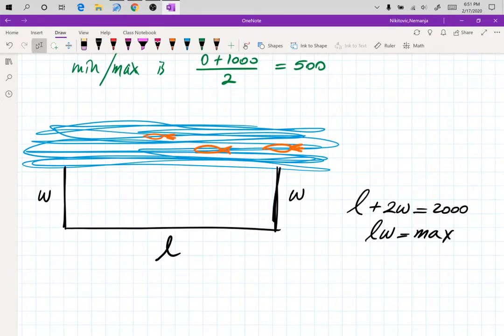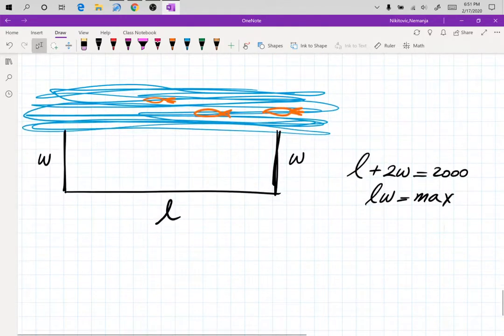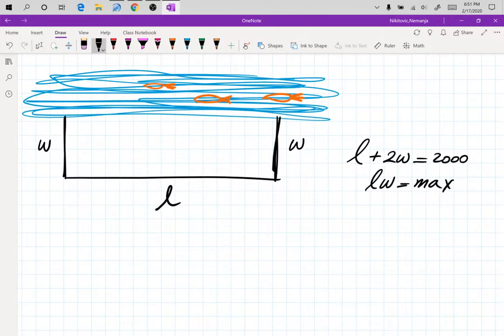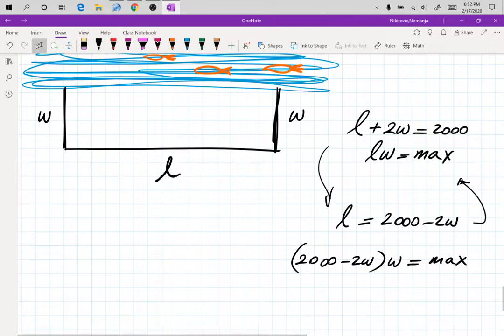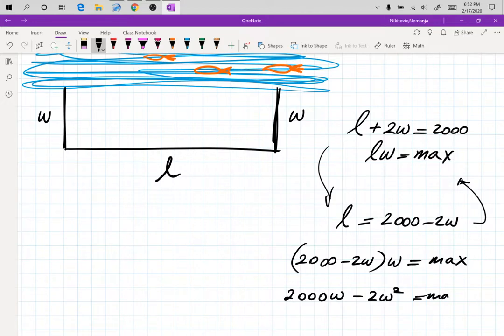Now the steps are always the same. Take the equation without the max or the min in it. Solve it for a variable. Pick which variable you want to solve for. And then plug that into the other one. So now we have (2,000 minus 2W) times W equals max. And here is your 2,000W minus 2W squared equals a max.